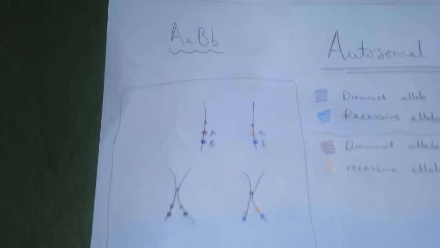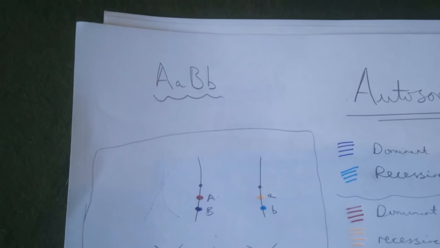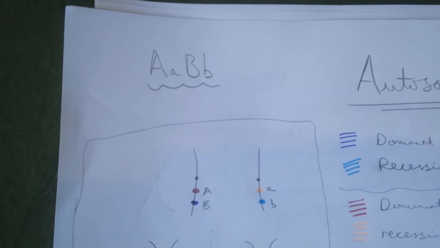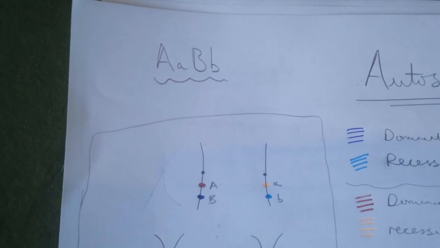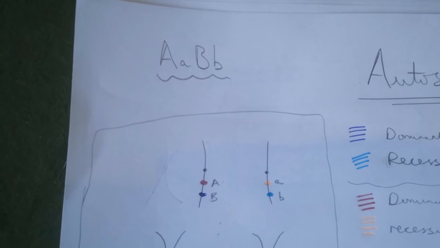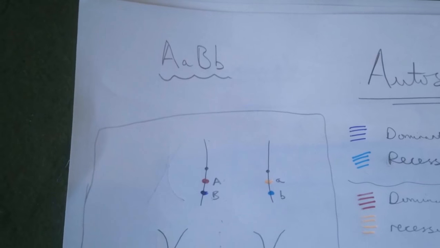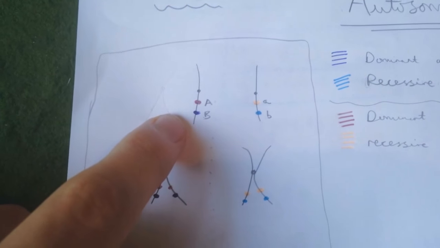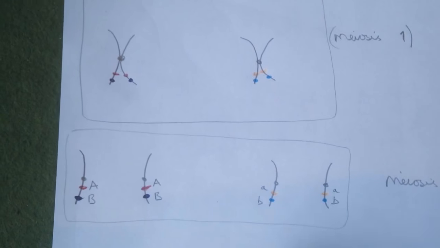So as we can see here, the normal set of gametes that we'd get from an individual with this genotype would be a big A, a big B, a big A, a little b, a little a, big B, and a little a and a little b. But yet here we've only got big A, big B, and little a, little b. So this is how autosomal linkage does what it does. Having the genes on the same chromosome means that we only get this.